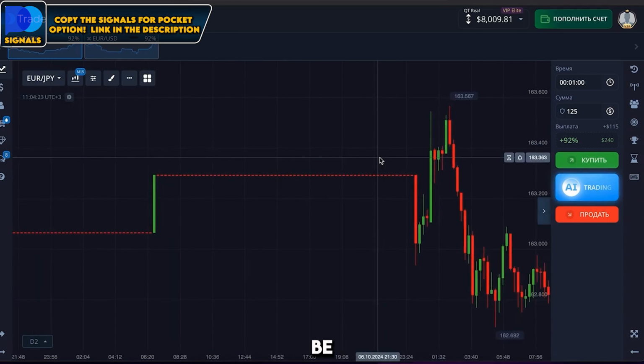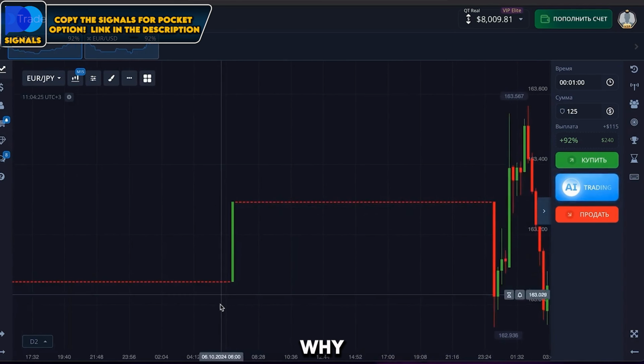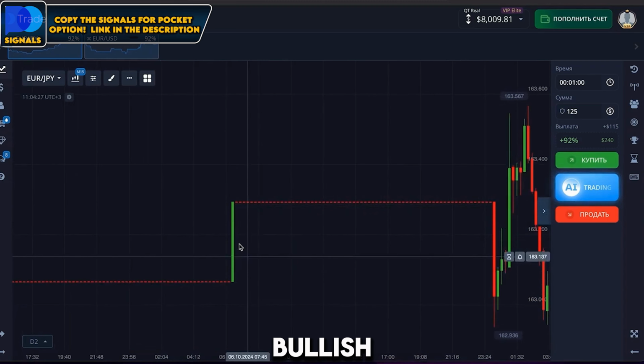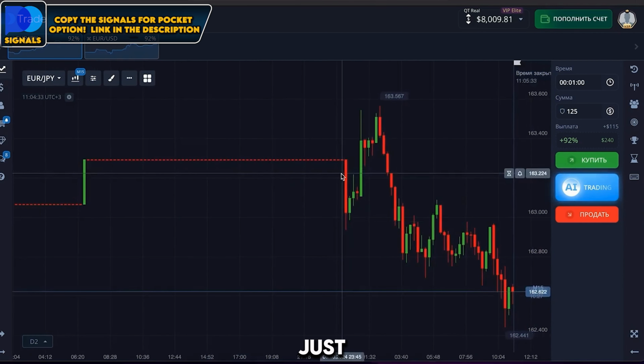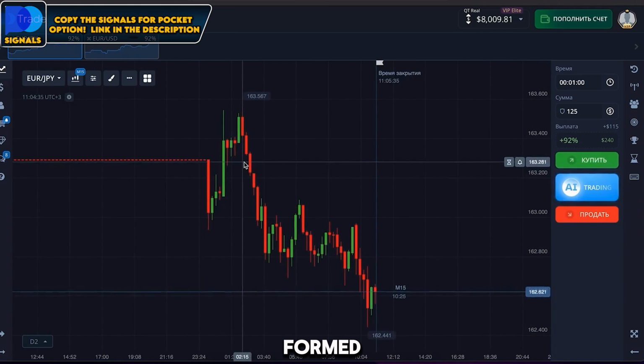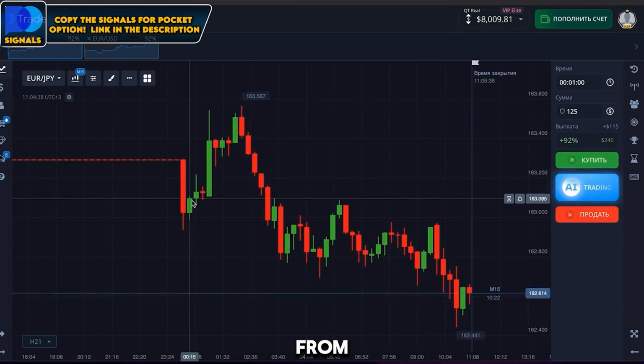Of course, many might be scared by this, like what is this? Why are there only some lines, some sharp bullish candles with significant volume and no shadows? The week has just started, so the pair opened and formed from this moment, that is, from 12 o'clock. It formed here. And what do we need to do here?